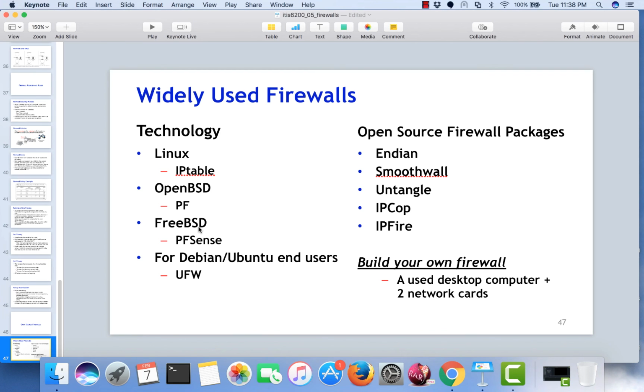You can build your own firewall. All you need is a laptop or a desktop with two network cards, and you can download one of these open source firewalls, and you can have a firewall going at your home. Really easy to set up, and don't think that you can't do it. All you've got to do is jump in.